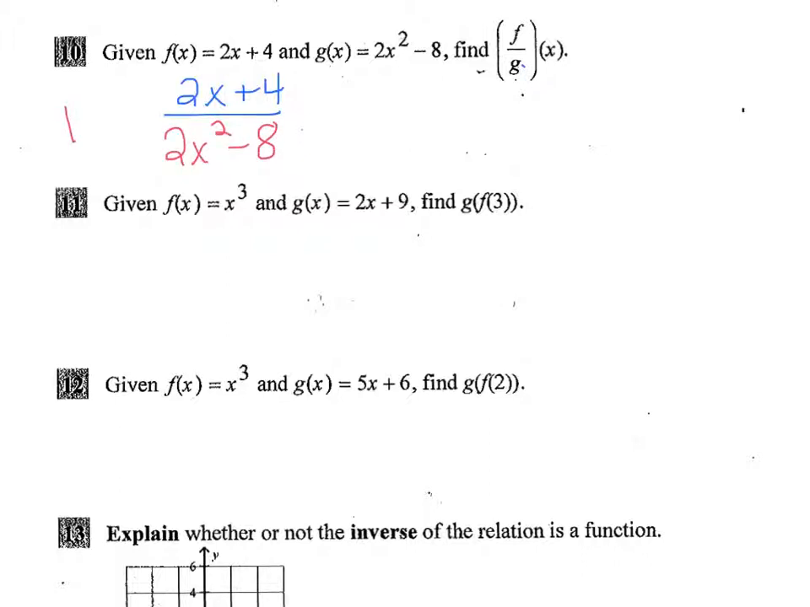So now we need to factor. Let's look at the top. Number 1 rule is to see if we have a GCF we can divide everything by. And that number in this case is 2. When you divide 2x by 2, you're left with just x. And when you divide 4 by 2, you're left with 2.